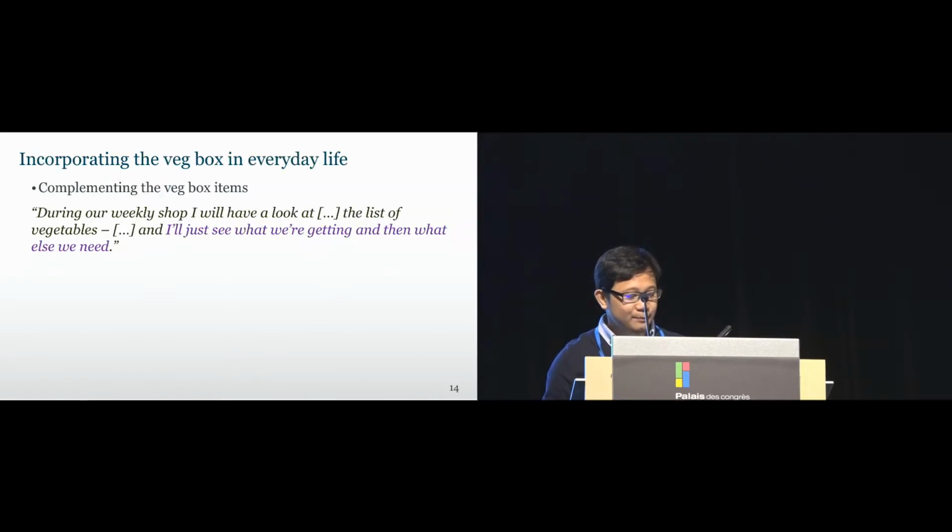Another theme that emerged is related to how participants incorporated the veg box in their everyday life. The veg box was often complemented with items that participants considered staple and that they would not receive in the box, so that they can cook specific meals that they usually eat. In this quote, our participant mentioned how she would use the list of upcoming items to just see what they're getting and then buy what else is needed.